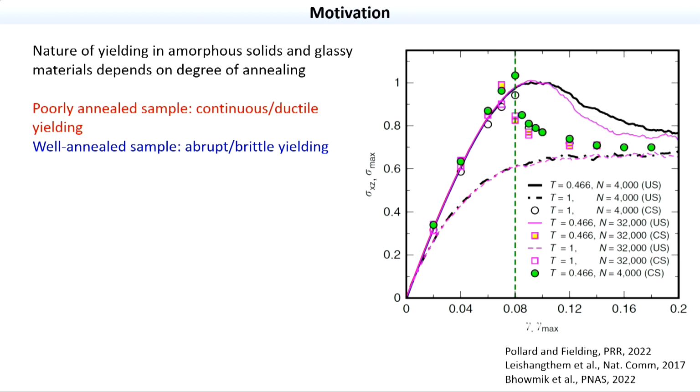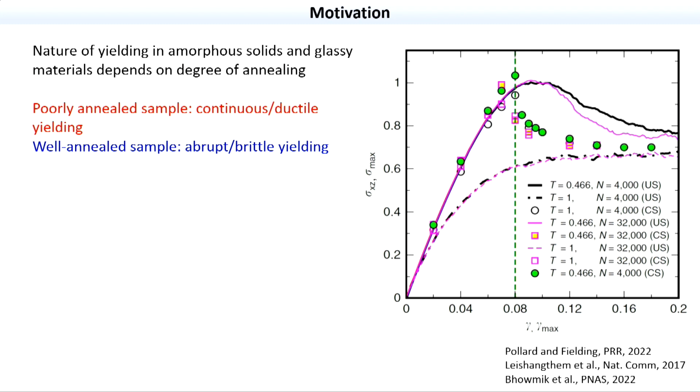So here this broken line is a glass, and it is a poorly annealed glass. The same glass, if you anneal it, in this case with T equal to 0.66, is a well annealed glass, and T equal to 1 is a poorly annealed glass.